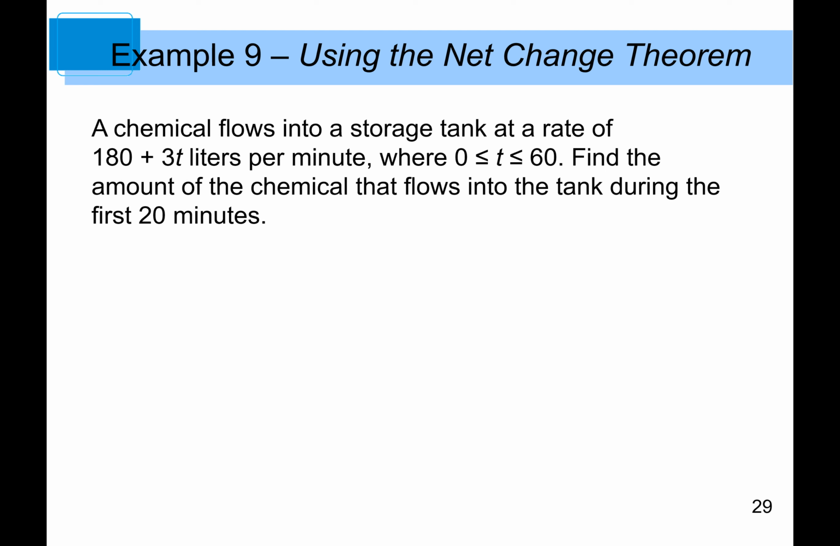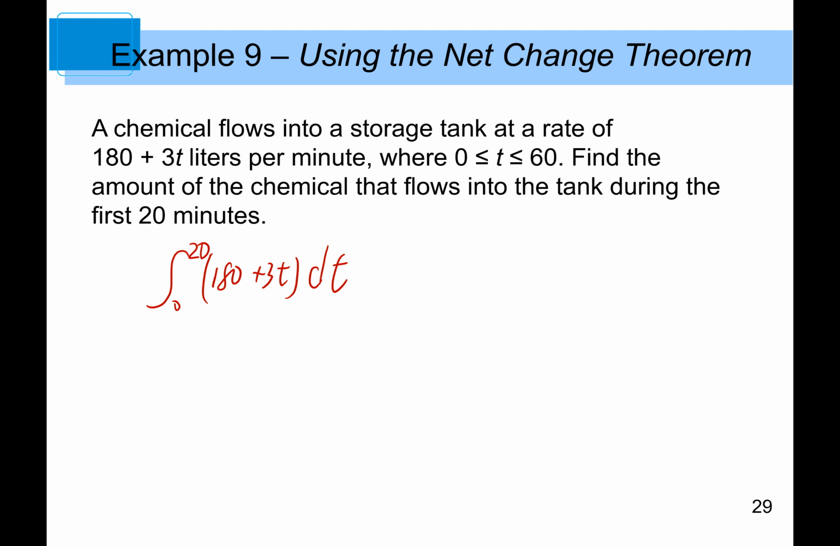Let's say a chemical flows into a storage tank at the rate of 180 plus 3t liters per minute, where t is greater than or equal to 0 and less than or equal to 60. Find the amount of chemical that flows into the tank during the first 20 minutes. Remember that the net change theorem is based on the time t, so the first 20 minutes means from 0 to 20. And the function is 180 plus 3t, with respect to time t.